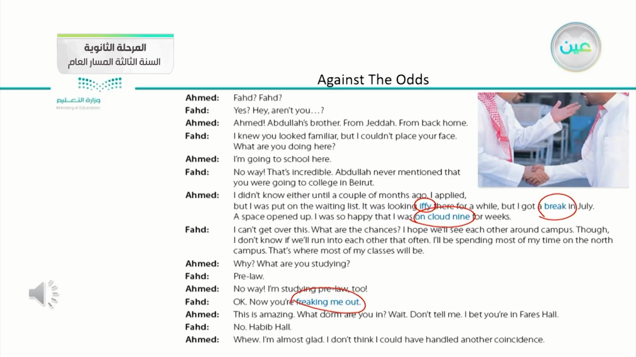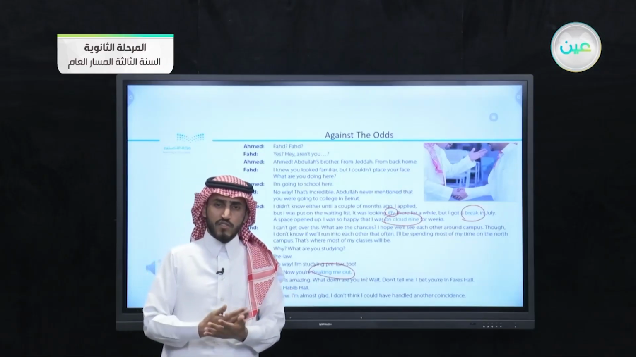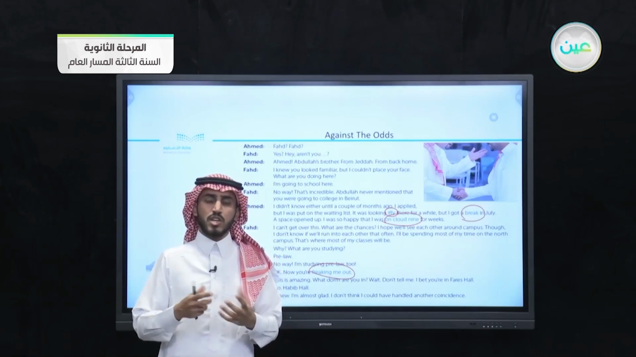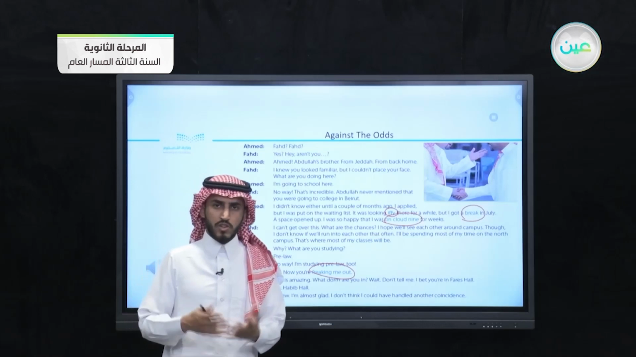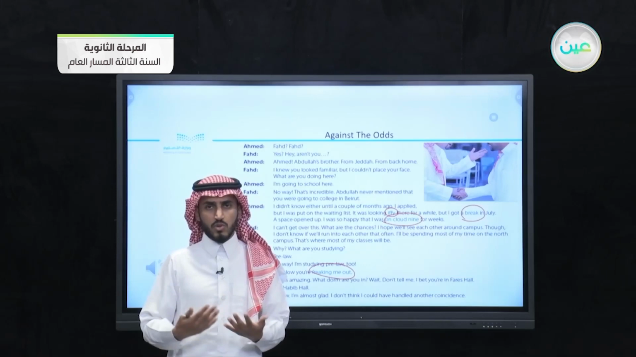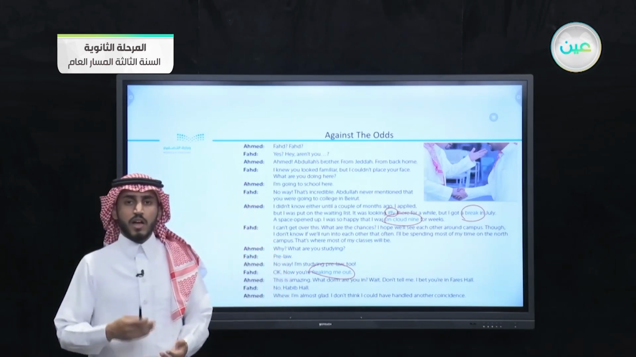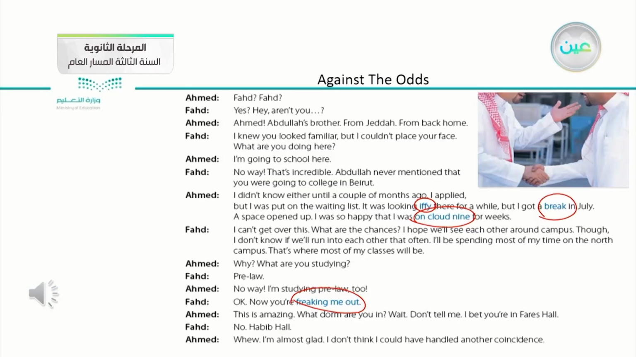Okay, now we have listened to the conversation between Ahmed and Fahad for the first time. Now we will go through this conversation and talk a little bit about some of the expressions that you may not be familiar with. We will talk about their meanings and try to explain them so you can understand them. We will start with the third line. I couldn't place your face.